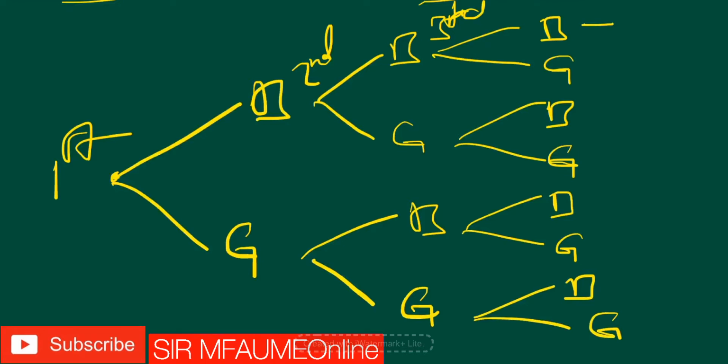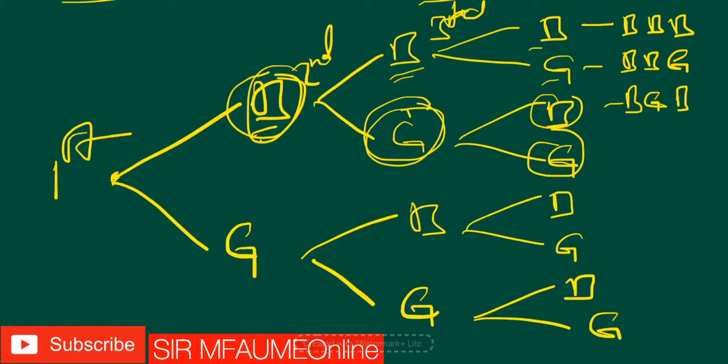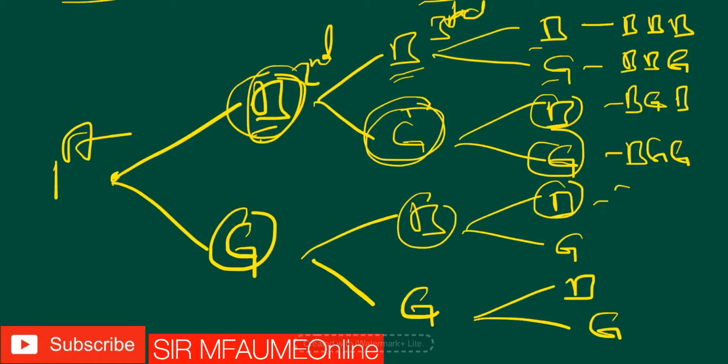The first element can be boy, boy, boy. The second one can be boy, boy, girl. Then the third one will be boy, girl, boy. After that, boy, girl, girl. Then this one will be girl, boy, boy. Then girl, boy, girl.